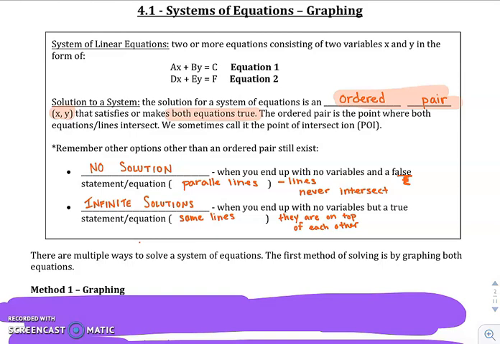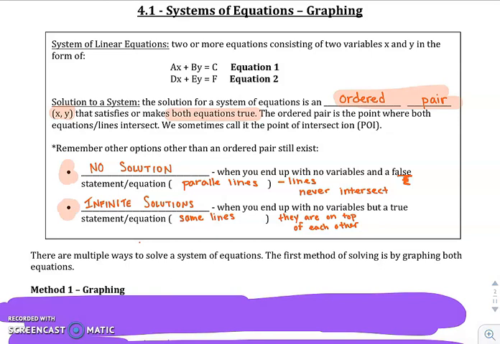So when we're graphing, the ordered pair is going to be an intersecting point. We'll also look at solving them algebraically, but today we'll focus on graphing. That point of intersection, sometimes I refer to it as POI, but if it's not a single point, there are two other options for when you graph these things.